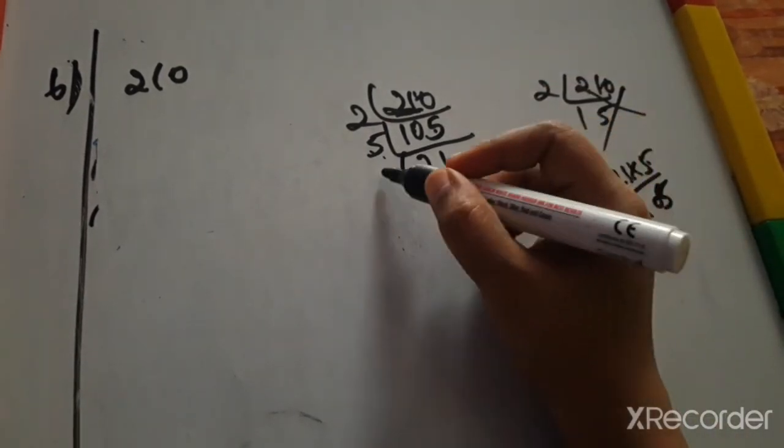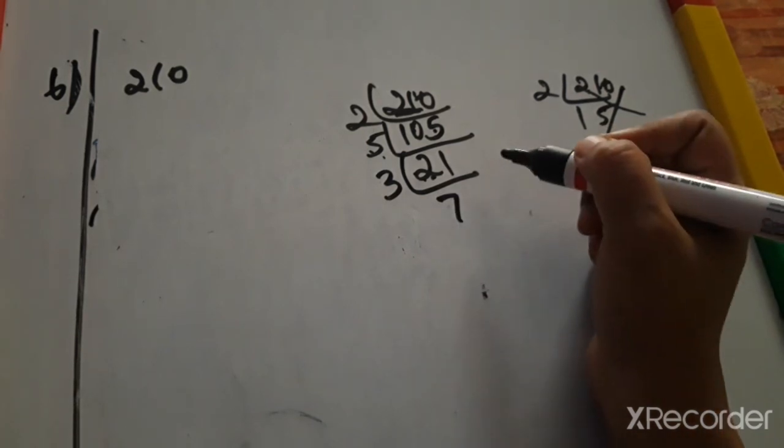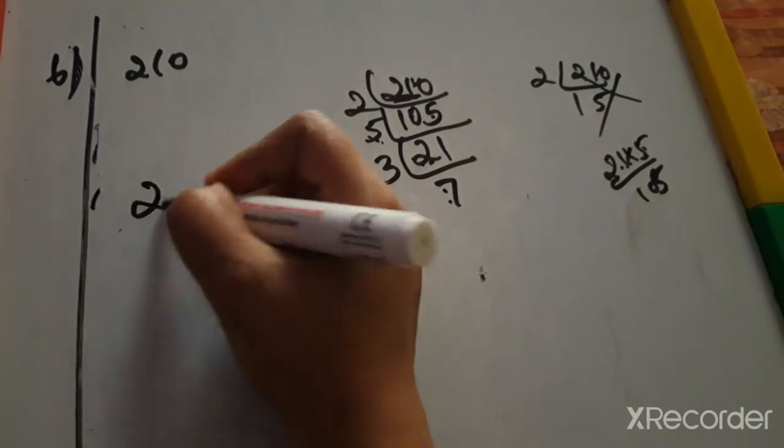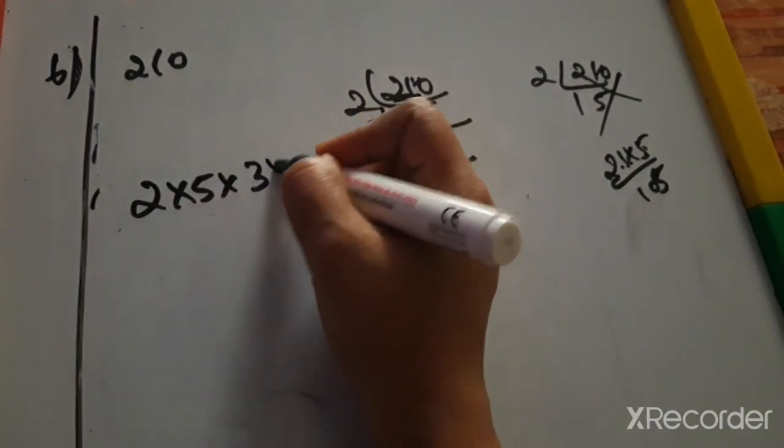Okay, 21 multiply 3 ones are 3, 3 sevens are 21. So 7 is also a prime factor. Prime factors are 2 into 5 into 3 into 7.